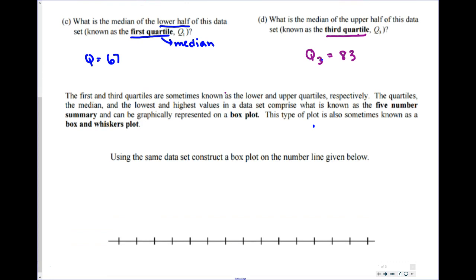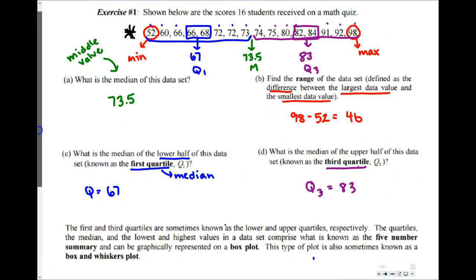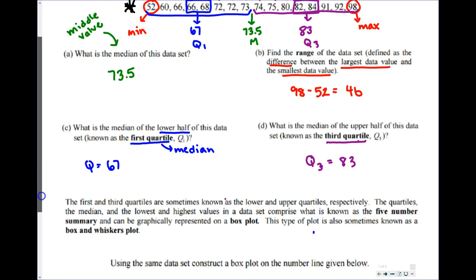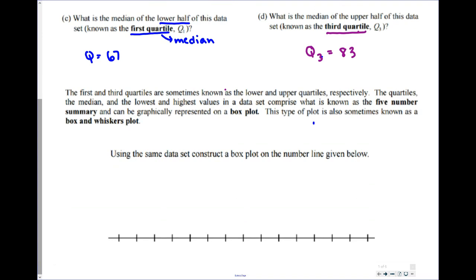The first and third quartiles are known as the lower and upper quartiles. I've just mentioned that. The quartiles, the median, and the lowest and highest values in the data set comprise what's known as the 5-number summary, right? We've got 5 numbers. We've got the green as the median, the blue is Q1, the quartile 1, the purple is the third quartile, and then 4 and 5 are my min and max. Those are the 5 values we need, the 5-number summary.